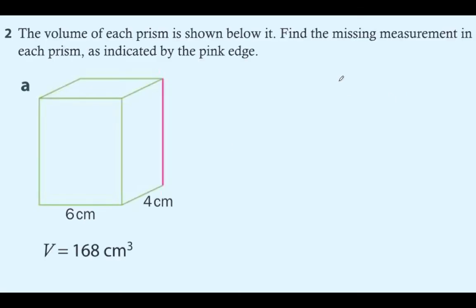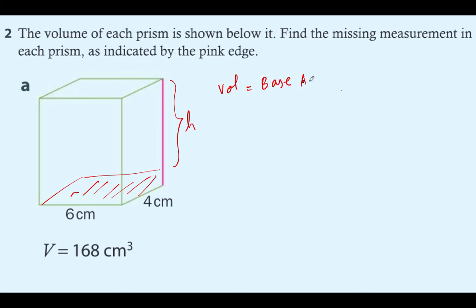Moving to question number 2. Now the scenario is opposite. We have been given the volume and we need to find out the length of the pink edge. So in this case we need to find out the height of the prism and we know the dimensions of the base. This shape is the base. So we just need to substitute the values that are given in the formula and we will get the remaining values. So volume is base area times height.